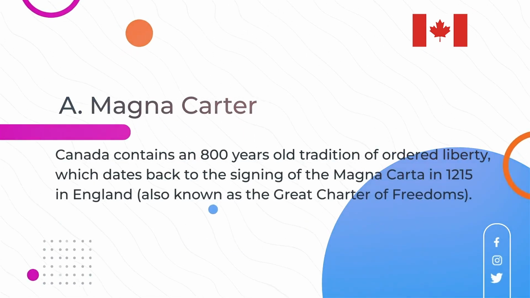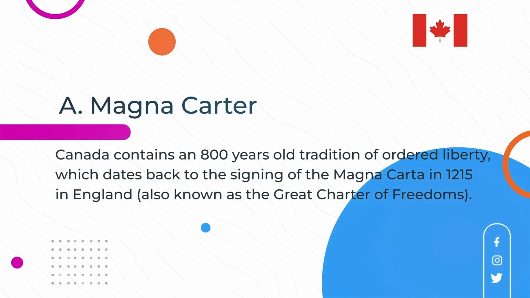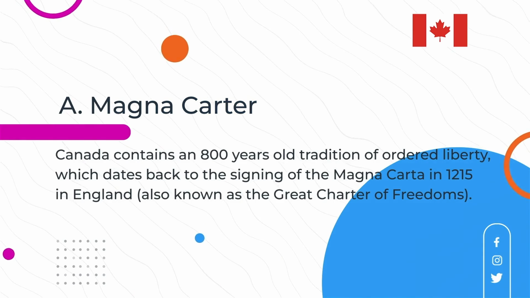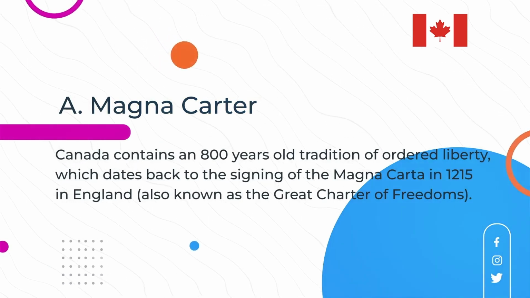Answer. A. Magna Carta. Canada contains an 800-year-old tradition of ordered liberty, which dates back to the signing of the Magna Carta in 1215 in England, also known as the Great Charter of Freedoms.